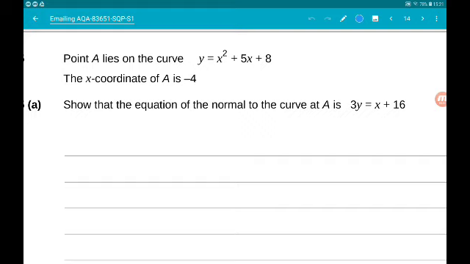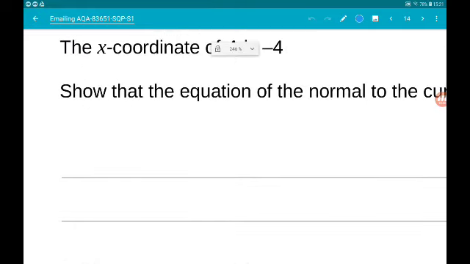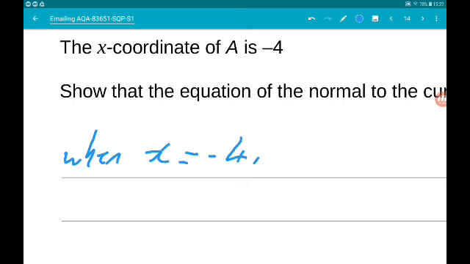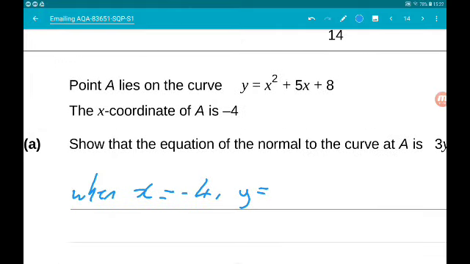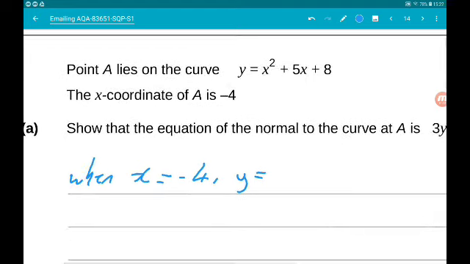First thing I'm going to do is find the y coordinate of point A. So when x is minus 4, y is equal to minus 4 squared, which is 16, and 5 times minus 4, which is minus 20, so 16 minus 20 is minus 4, and then we got add 8, so y is 4.